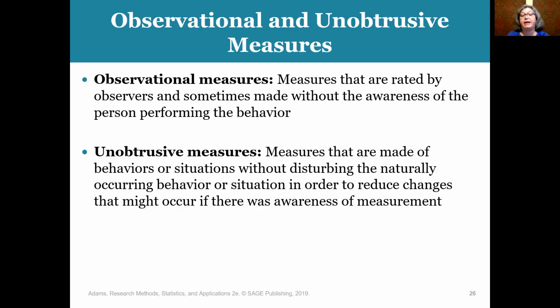Unobtrusive measures are measures that are made of behaviors or situations where we do not impact in any way the naturally occurring behavior or situation. So this is kind of interesting. If you think back to the urinal study from Unit 1, it is an observational measure, right? We're paying attention to a particular person in a situation. And it is actually an obtrusive measure because we had that confederate be at a specific urinal, right? And so we did not allow the natural occurring thing to happen. Now we could have, but it would have taken a long time, right, to capture enough data. And so they manipulated the situation. It was an obtrusive measure then, not an unobtrusive measure.